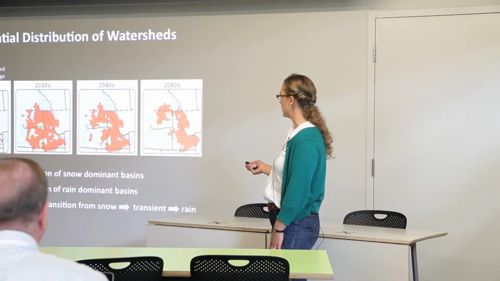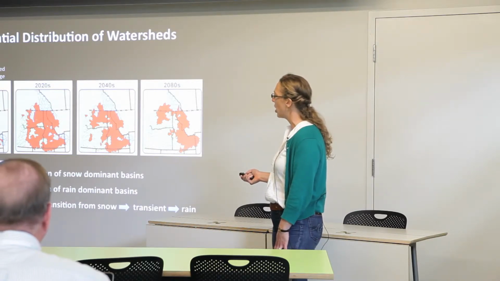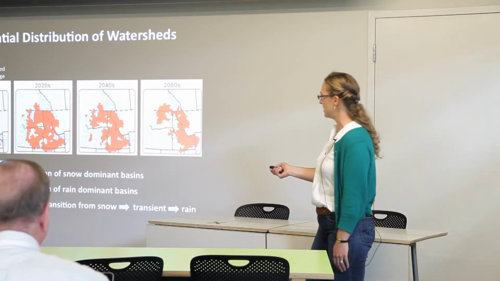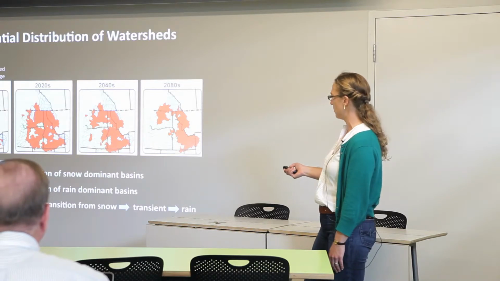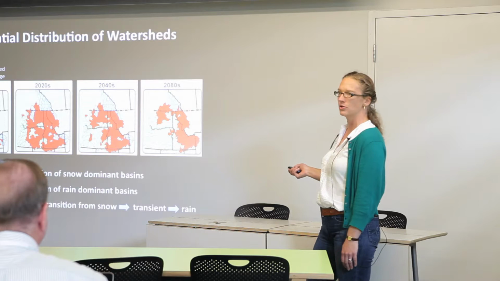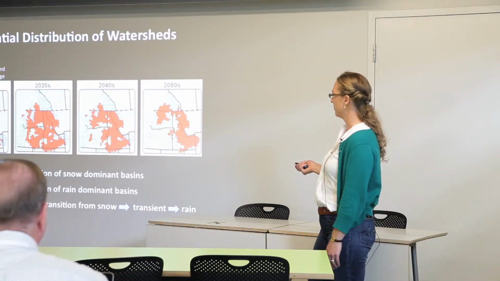This is for the 2020s, 2040s, and 2080s. You get a retraction of these snow and an expansion of these rain-dominant systems. And you can see it's even more so in the 2040s. And then by the 2080s, it looks like Washington State has no more snow-dominant basins to speak of.